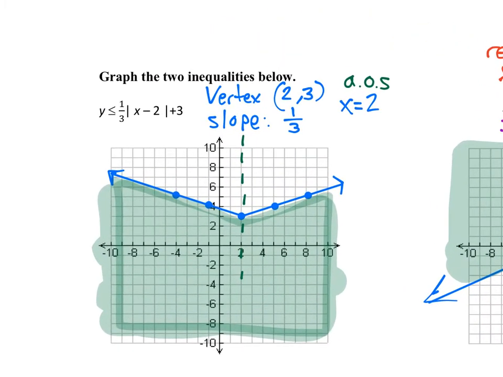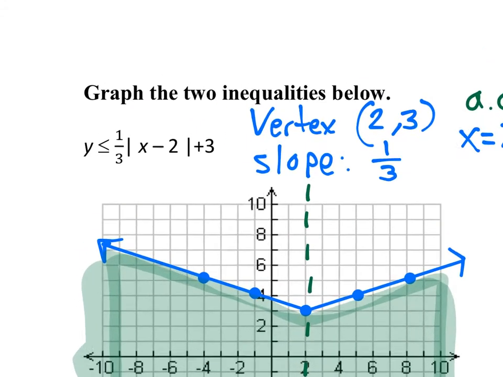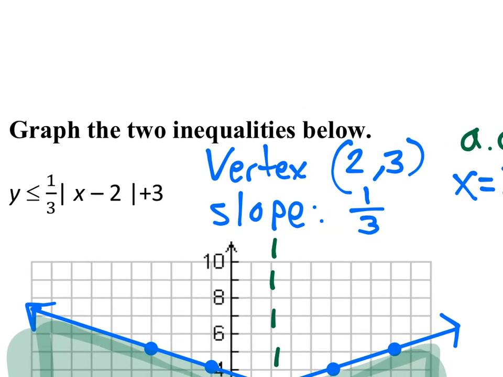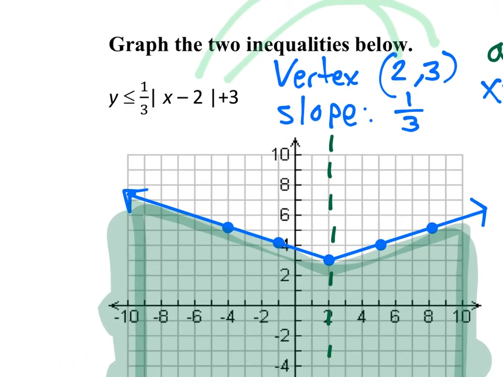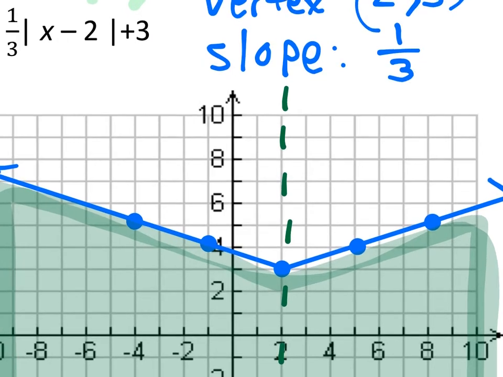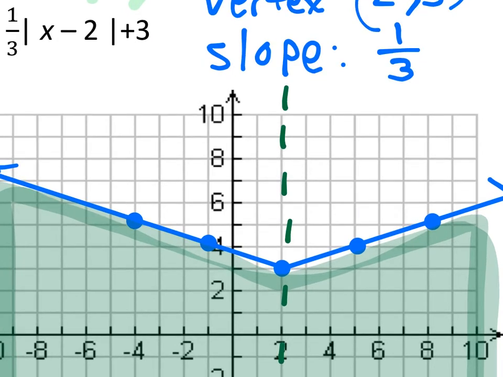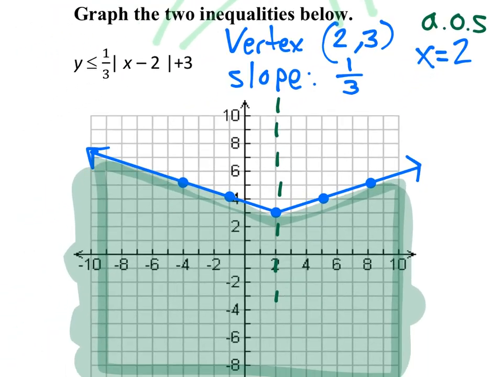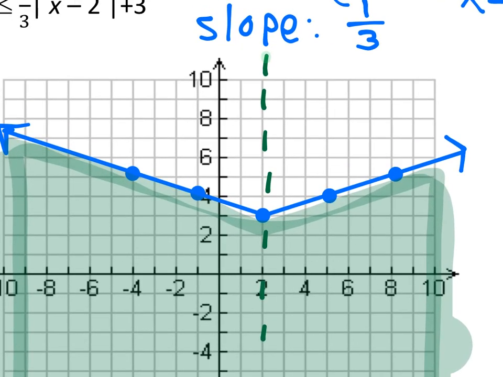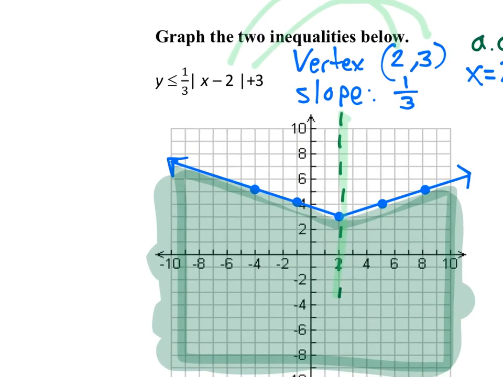All right, graph the two inequalities below. You would want to locate your vertex, right? Opposite of -2 is +2. 3 tells the truth. Plot that vertex. Look at our slope. It's the value out front. It's a 1/3, so I'm going to go up 1 to the right 3 in both directions. It naturally opens up. Axis of symmetry, there's our x is equal to 2. You can see it's that dotted line here that passes right down through the middle.